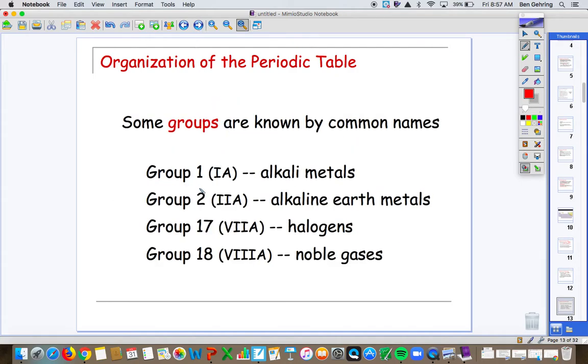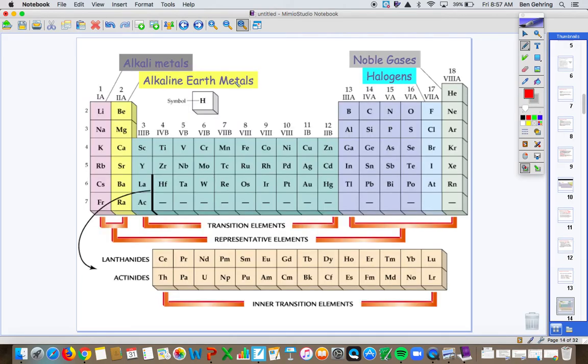Some groups have common names. So group 1 is called your alkali metals, group 2 is your alkaline earth metals, group 17 is your halogens, and group 18 is your noble gases. These will be important. We'll reference these quite often in the coming days and throughout the year. So here's your table. Your alkali metals are column 1, alkaline earth is column 2, halogens are column 17, and noble gases are column 18.